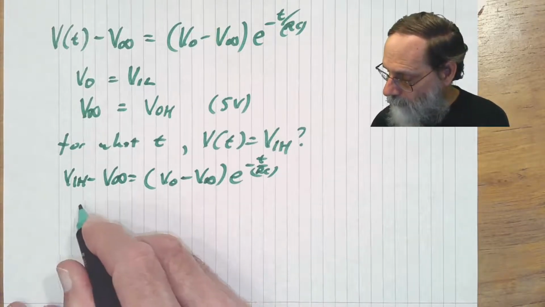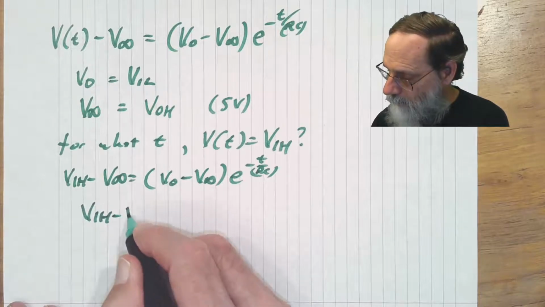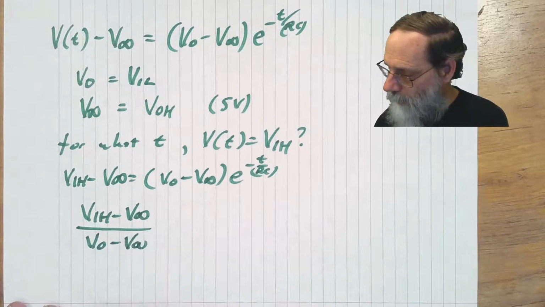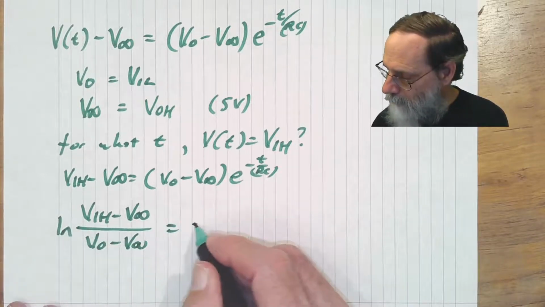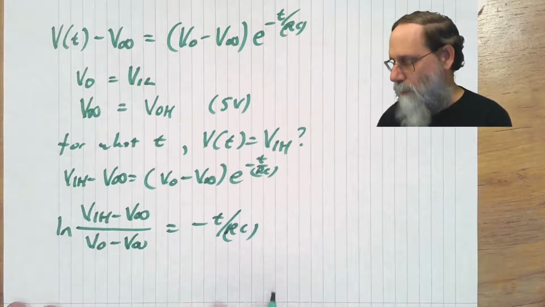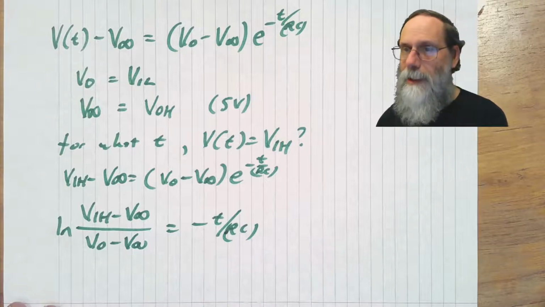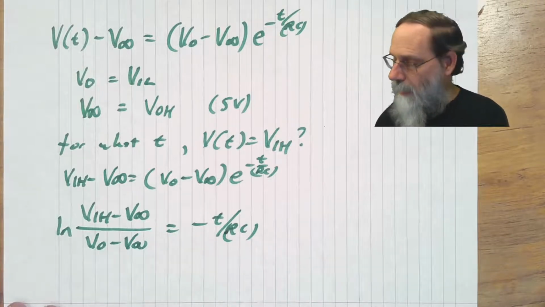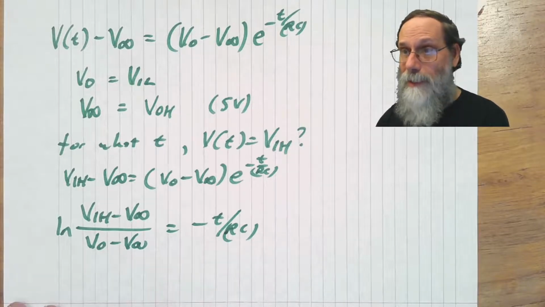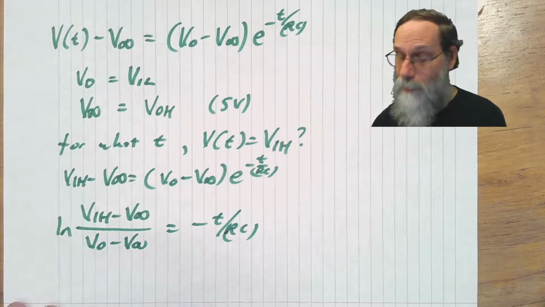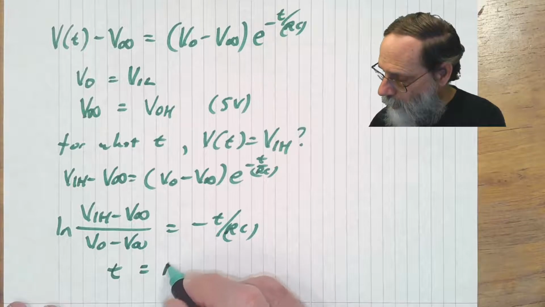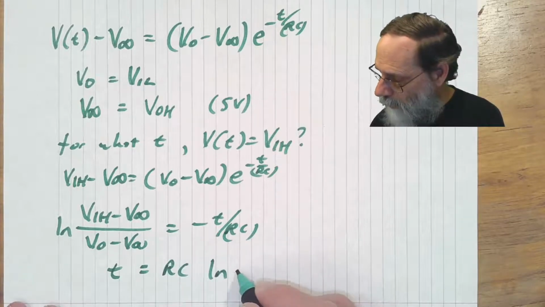So we're going to have VIH minus V infinity over V0 minus V infinity. Take the natural log of that, and that's going to be minus t over RC. All right, and since we just want t, multiply both sides by RC, and negate both sides. And a little trick here: when you negate a logarithm, that's the same thing as taking the logarithm of the multiplicative inverse. So we can write this thing as t equals RC times the natural log of, and now we flip this fraction upside down.